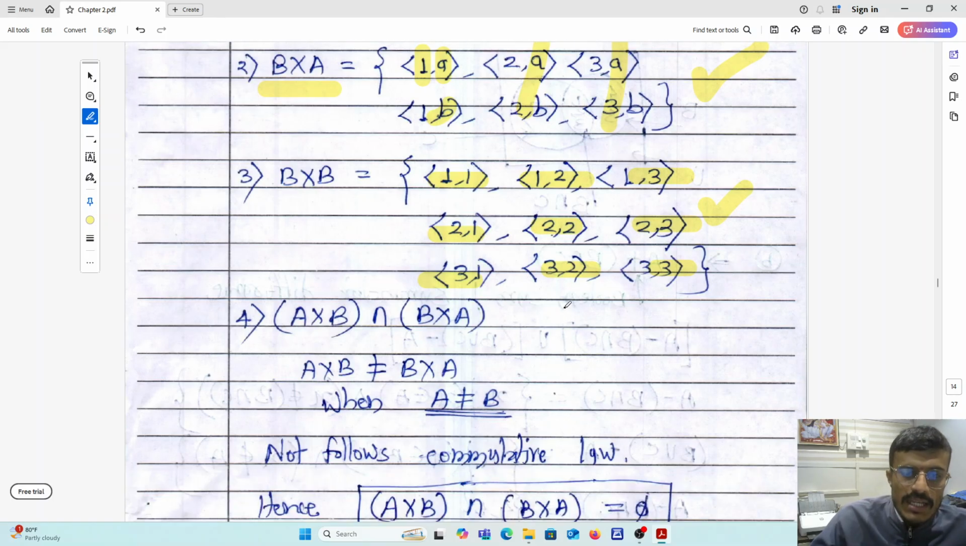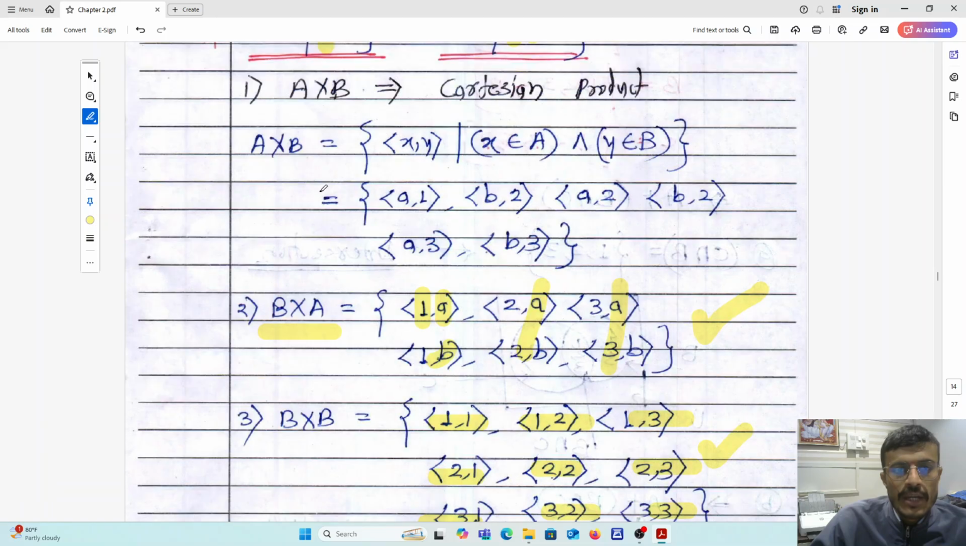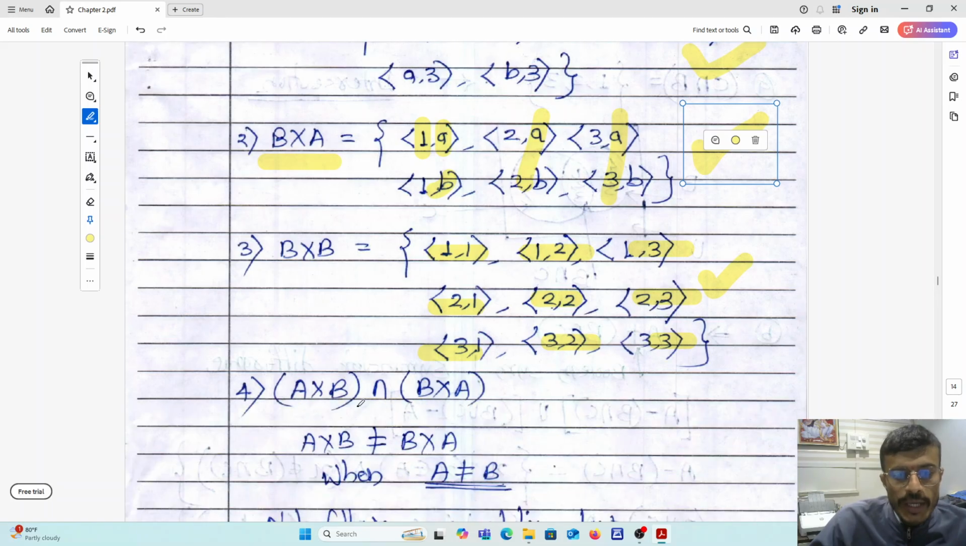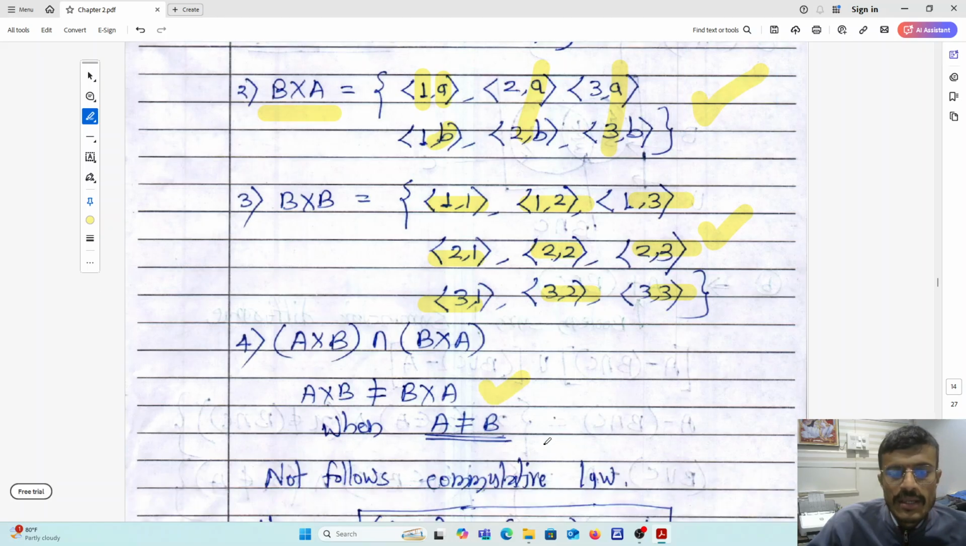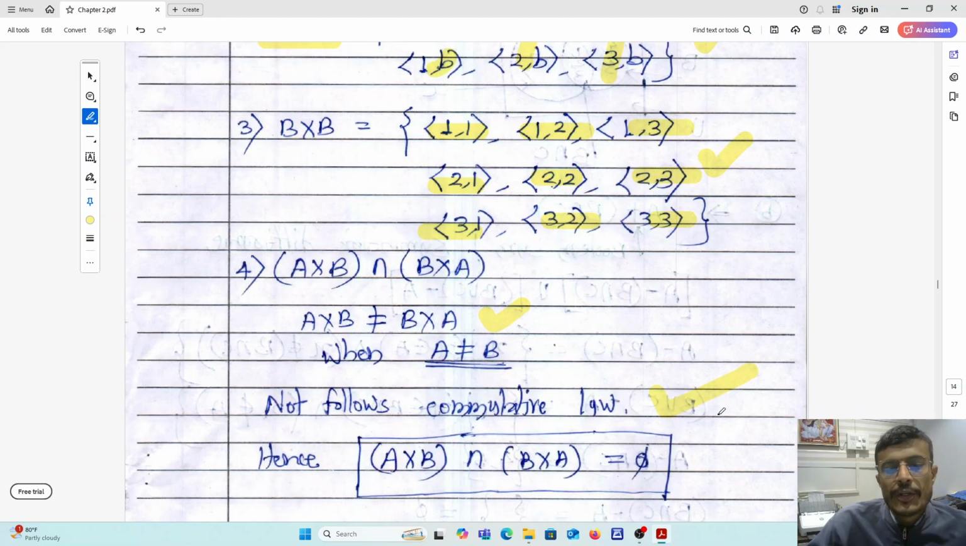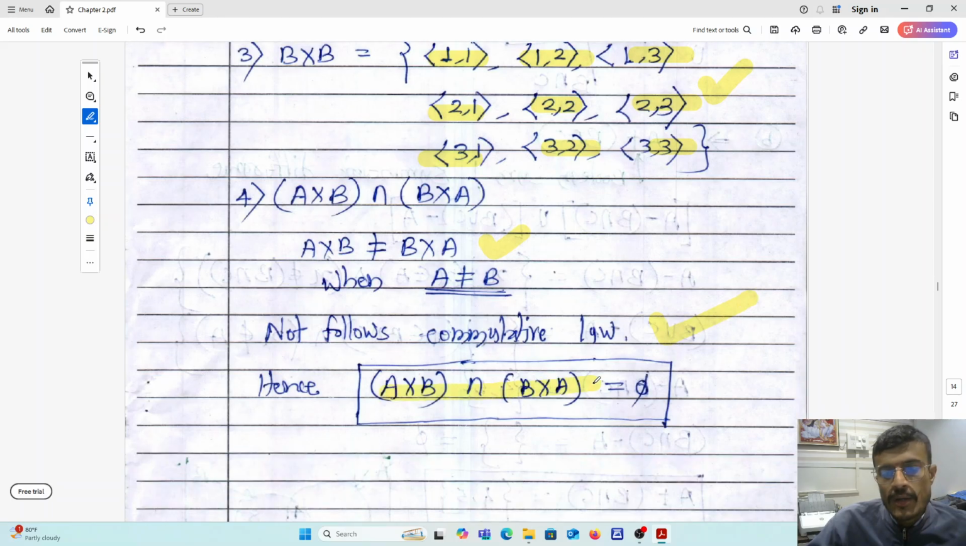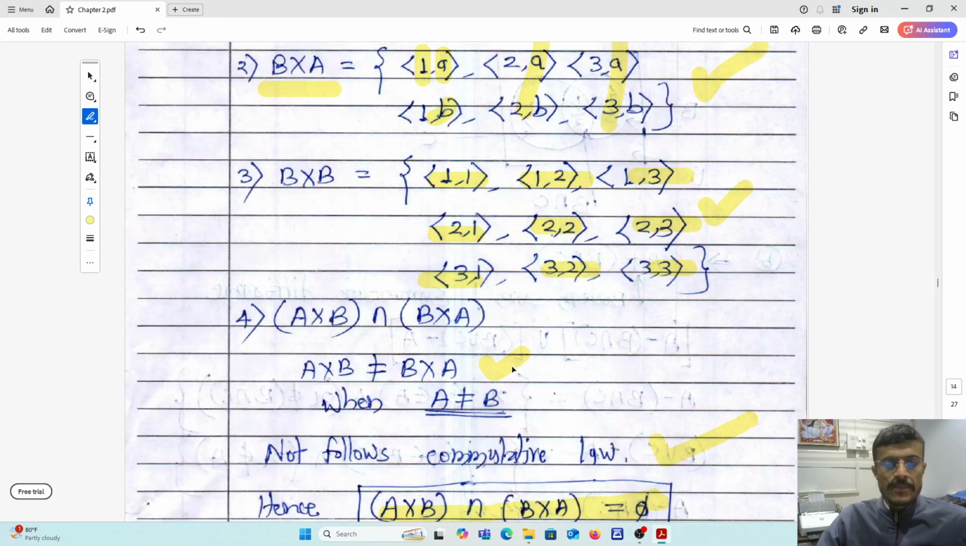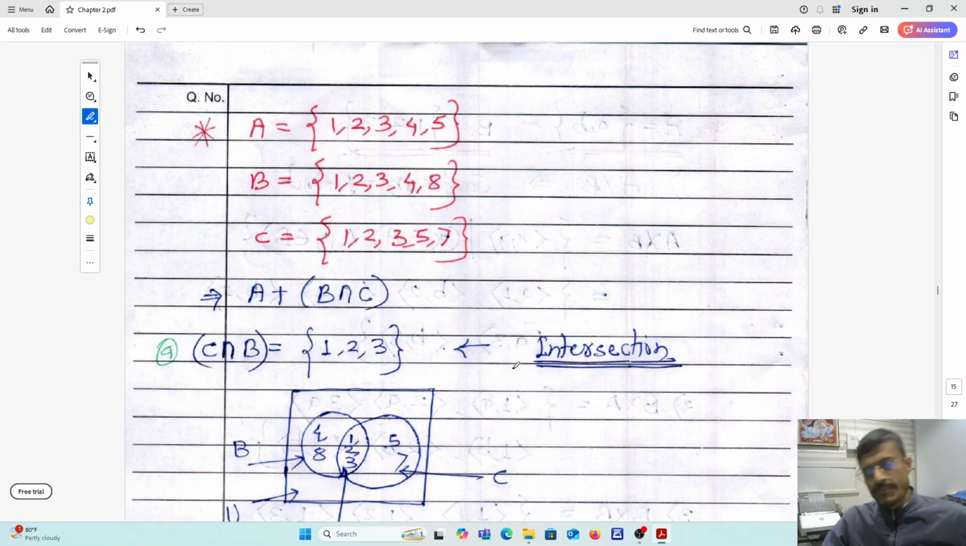And finally, you can see here A cross B intersection B cross A. A cross B is not equal to B cross A, as we found out here. A cross B has totally different ordered pairs and B cross A has totally different ordered pairs. So A cross B intersection B cross A equals what? As we know A cross B is not the same as B cross A, hence it does not follow the commutative law, and A cross B intersection B cross A is equal to the empty set. So that is our very first example. Keep in mind, it is a very important example. You have to solve this.